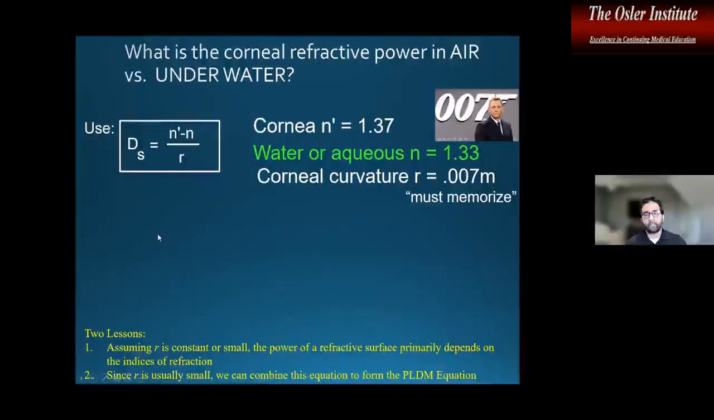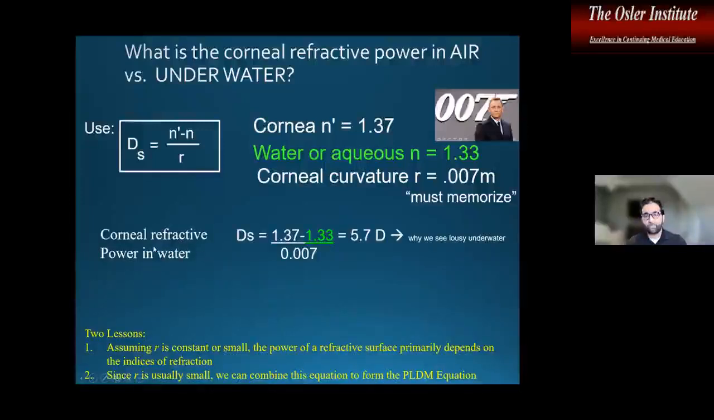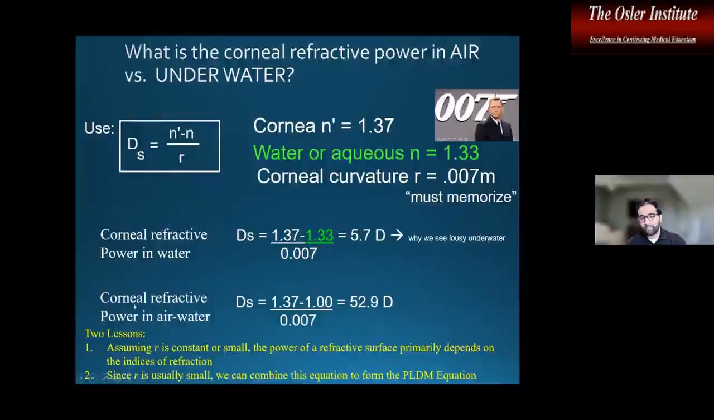So if we now want to calculate the power of the cornea in water, we say the refractive power of the cornea is 1.37 minus 1.33, because now we're underwater. Therefore the refractive power of the cornea is only about 6 diopters, which is why we see lousy underwater, because the cornea is only able to generate about 5 diopters underwater. If we do that in air, however, this is closer to about 52 diopters, which is why we see much better.